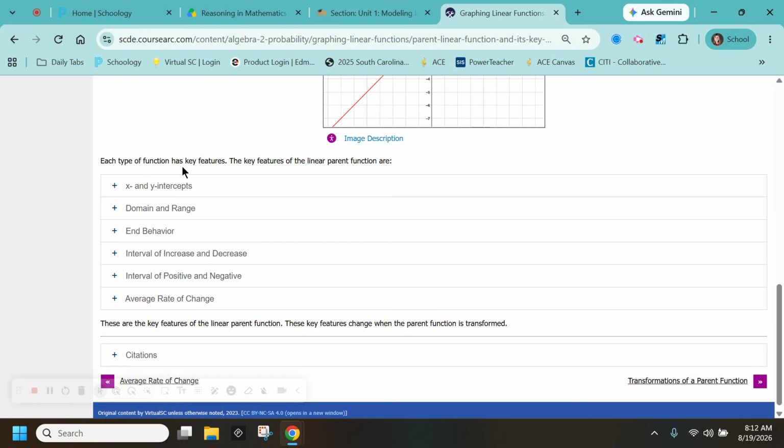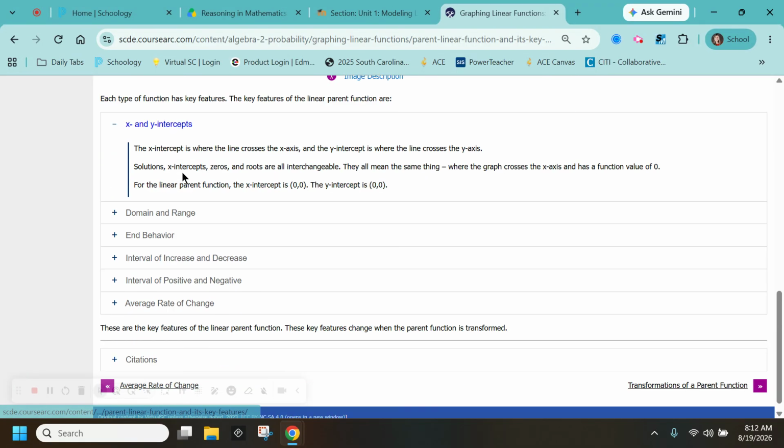Each type of function has its key features. The key features of a linear parent function are your x and y intercepts. The x-intercept is where the line crosses the x-axis, and the y-intercept is where the line crosses the y-axis. For the linear parent function, the x-intercept is at 0, 0. The y-intercept is at 0, 0. Now, if we add in a constant or a slope, those numbers change.